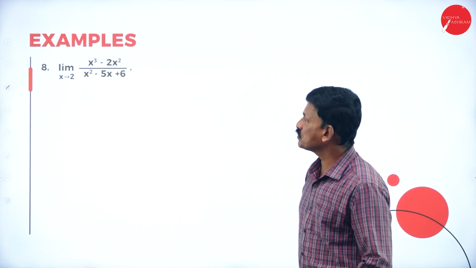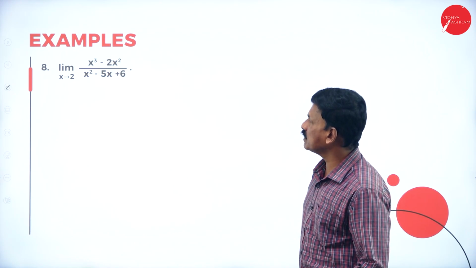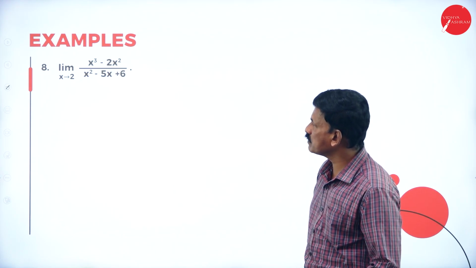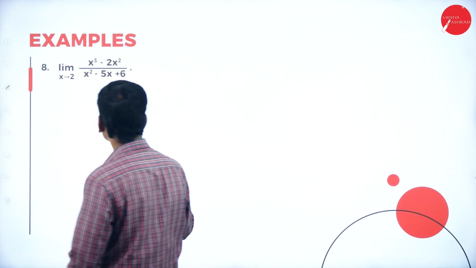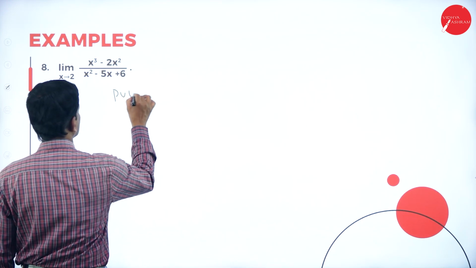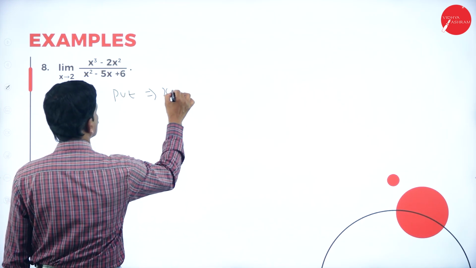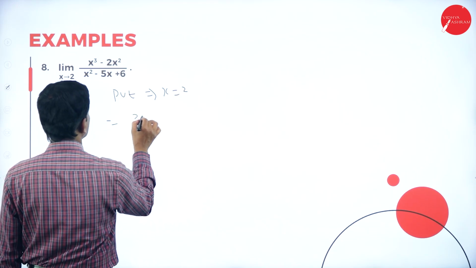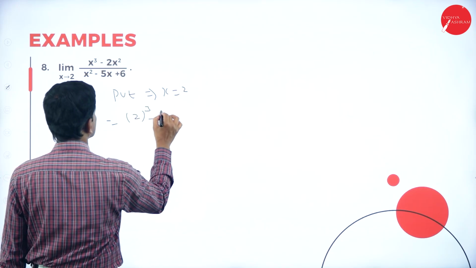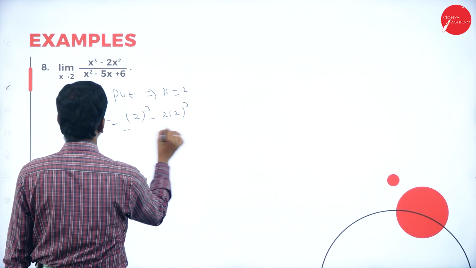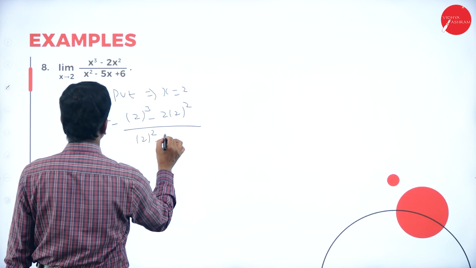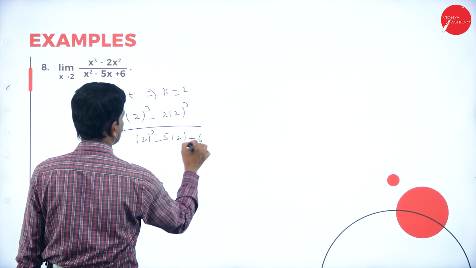Evaluate limit x tends to 2 of x cube minus 2x square divided by x square minus 5x plus 6. Now if you put x is equal to 2, what happens? 2 cube minus 2 into 2 square, divided by 2 square minus 5 into 2 plus 6.